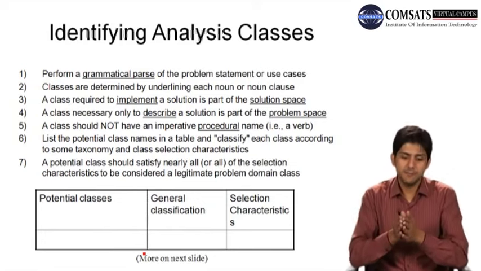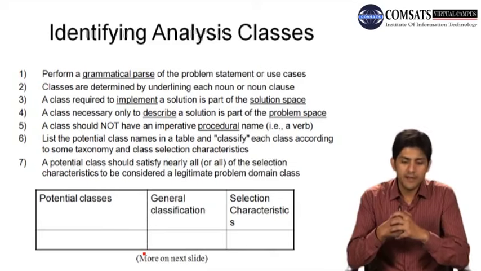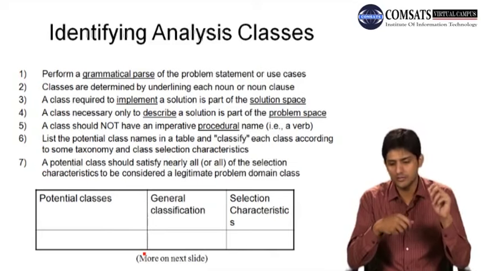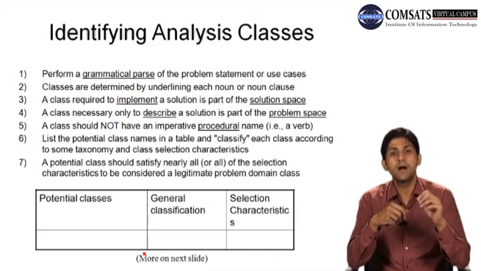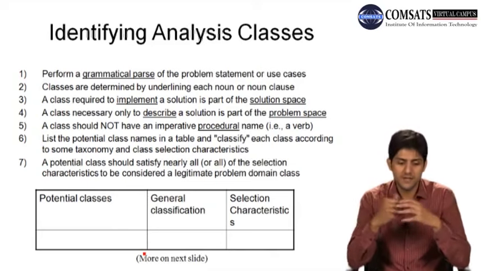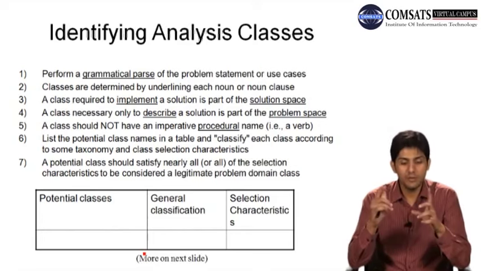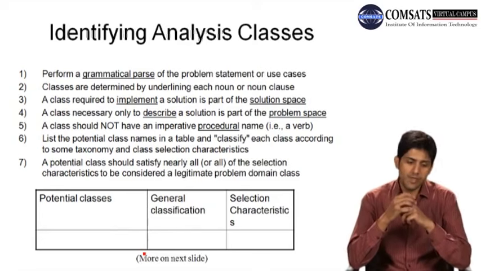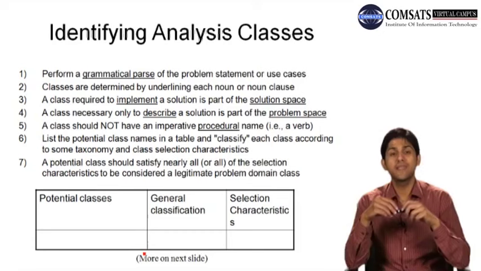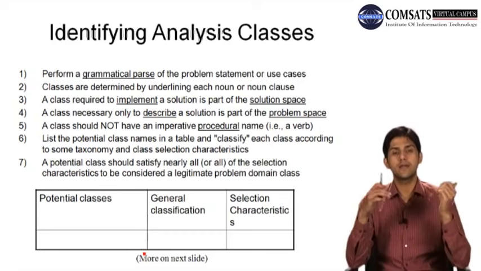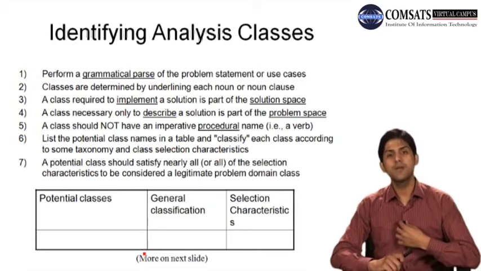So we perform a grammatical parse of the problem statement or the use cases. Classes are determined by underlining each noun or noun clause. A class required to implement a solution is part of the solution space. A class necessary only to describe a solution is part of the problem space. A class should not have an imperative procedural name, that is, a verb. So if you recognize a verb and you want to make it a class, you cannot, because it should not have a procedural name.